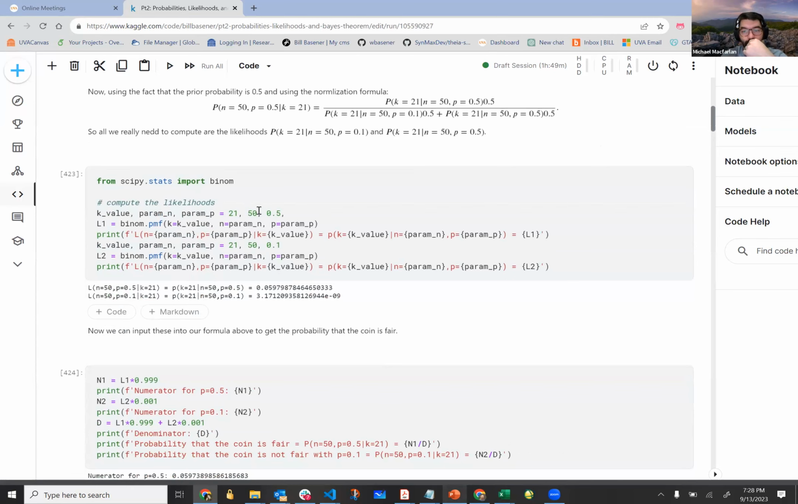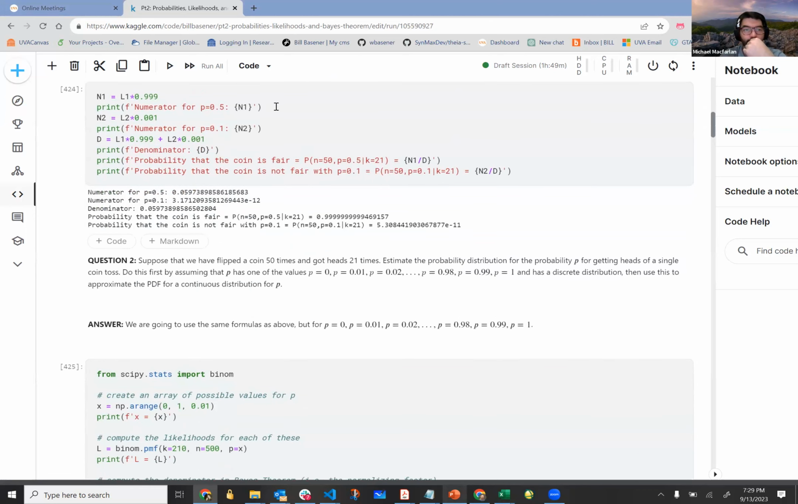Okay, so we're looking at those two possibilities. P is 0.5 or P is 0.1. I'll send the announcement. I'll send some clarifying things about what needs to be handed in and what isn't.